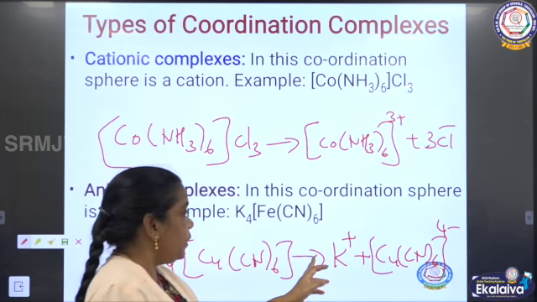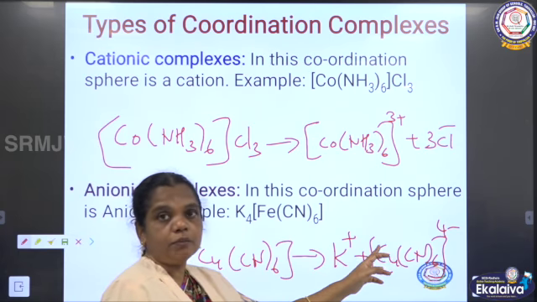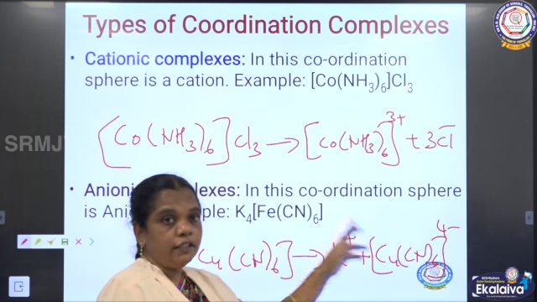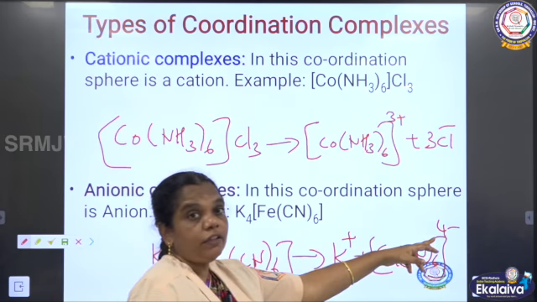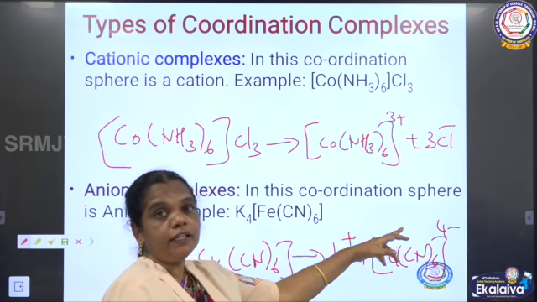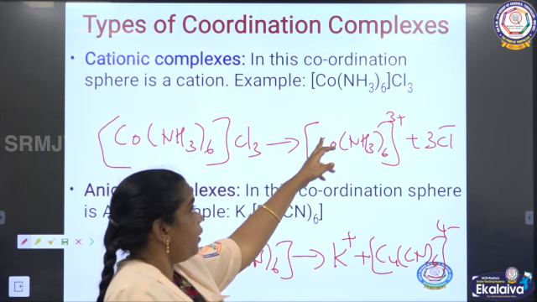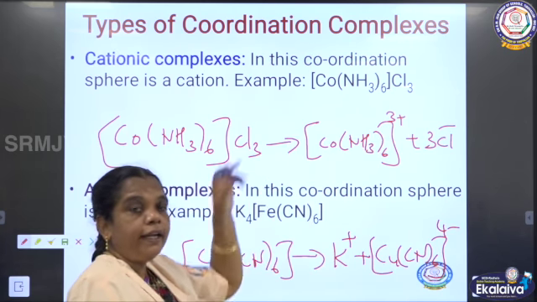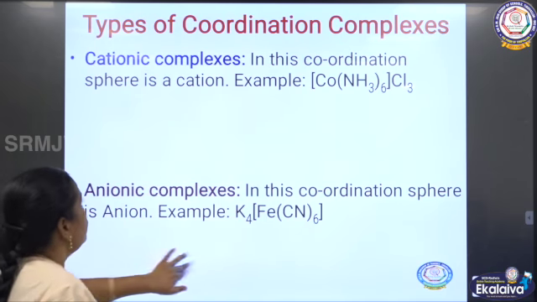Here the unionizable part is the copper and cyanide, which are not ionized because they are found inside the coordination sphere. So, the complex is with the negative charge, so it is an anionic complex. And where the coordination sphere has the positive charge, what is it called? Cationic complex. And next one is neutral.